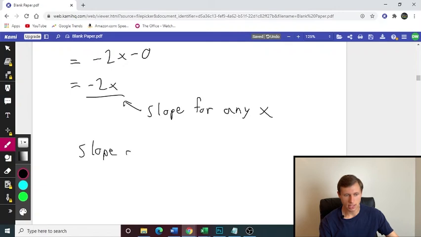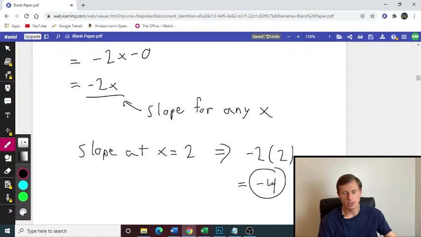So slope at x equals 2 is going to be negative 2 times positive 2, which is just negative 4. And there's my slope. I have now found the slope for my function negative x squared plus 1 at the point x equals 2. And by the way, whenever we think of negative slopes, it means it's pointing downwards. So at that point, it's sloping downwards.